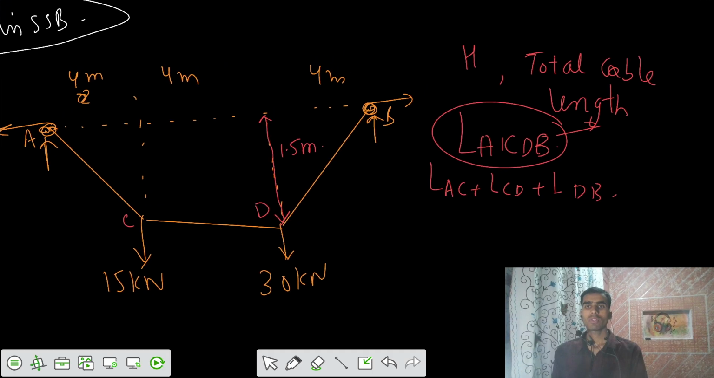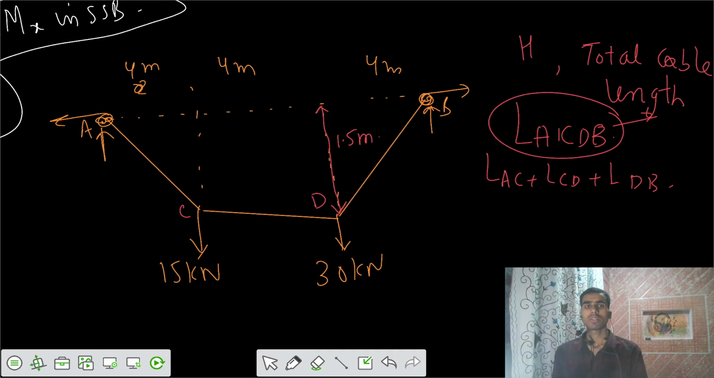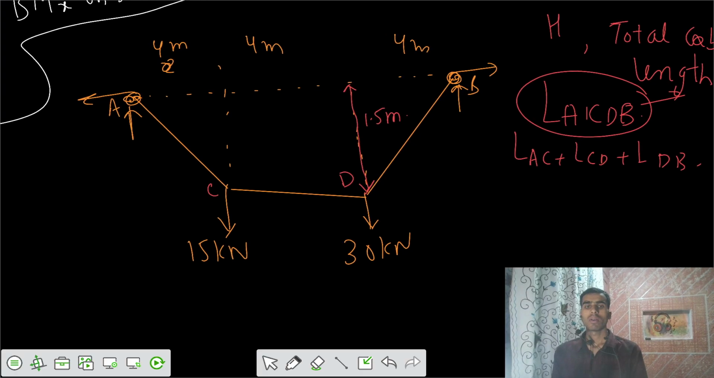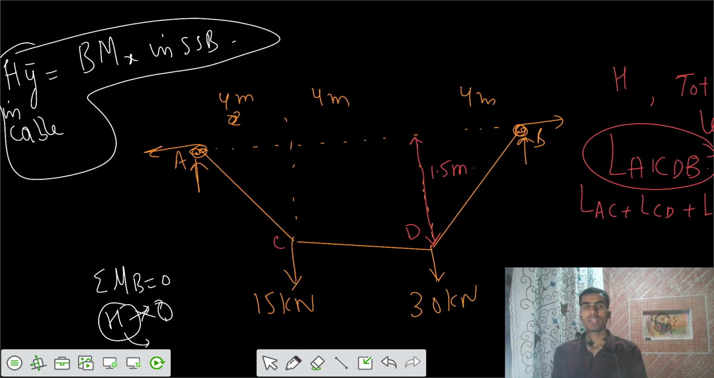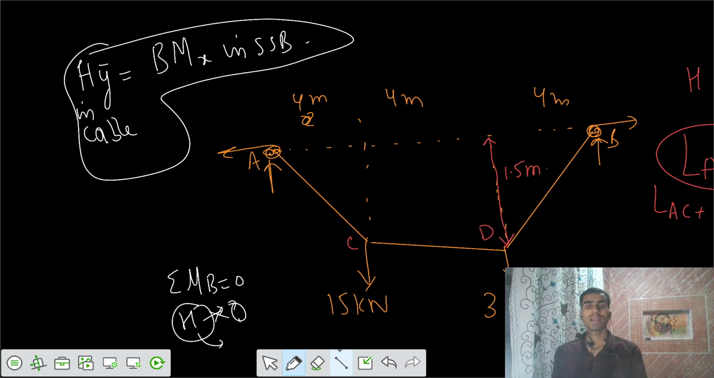Now how to get the horizontal reaction? If both supports are at the same level and you apply summation of moments about point B, there won't be any horizontal reaction, its effect would be 0, so you can't get the equation of H this way. So you need to cut a section at some x such that you would get the horizontal reaction H.